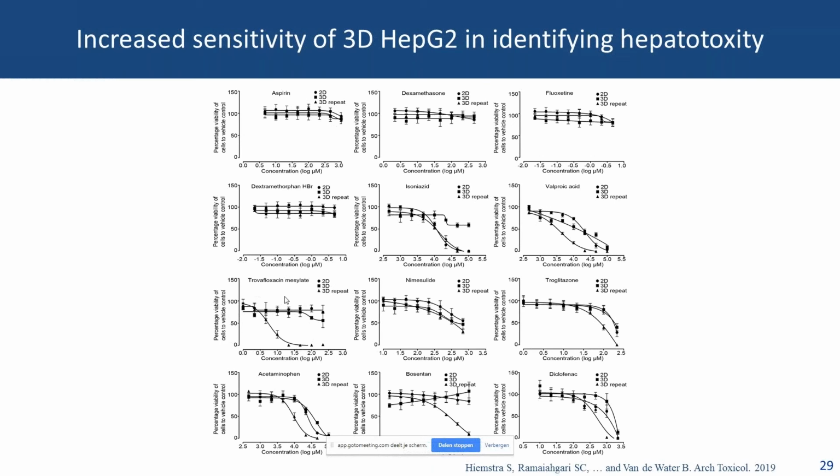And this is not a very stable metabolite. Therefore, the difference between 3D and repeated dosing is very big. So this is what we see for trovafloxacin. Also for some of the other compounds, we see that the 3D repeated dosing is more sensitive.